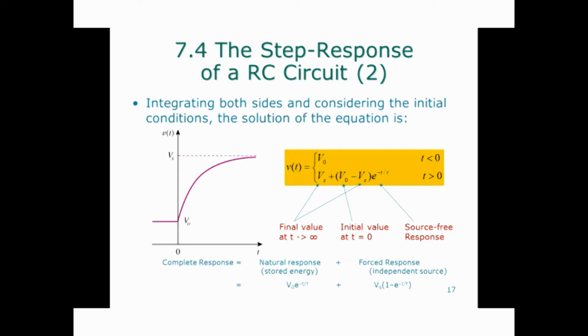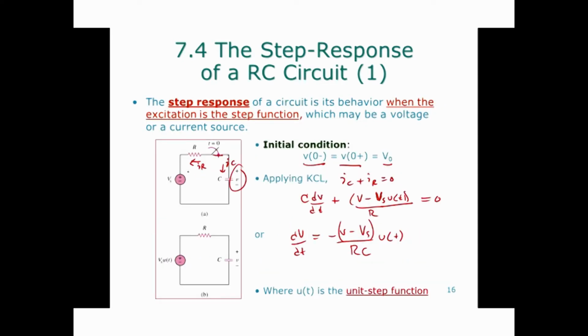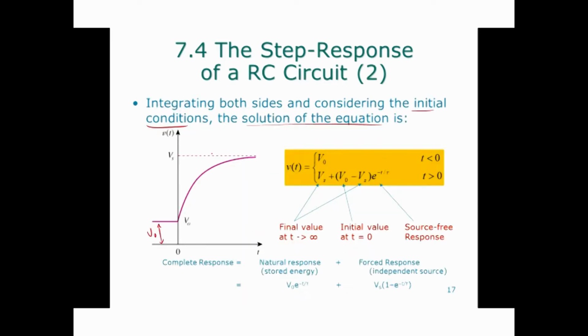If you integrate both sides and include the initial conditions in the solution, then the answer for V of t is this. If there was some initial charge V0 on the capacitor before, then after the switch closes, eventually the capacitor is fully charged and the current goes to 0. When that happens, V is going to be at the same value as Vs. So the final voltage across the capacitor approaches Vs, but it approaches it exponentially, so it never exactly gets there. It gradually gets closer and closer.